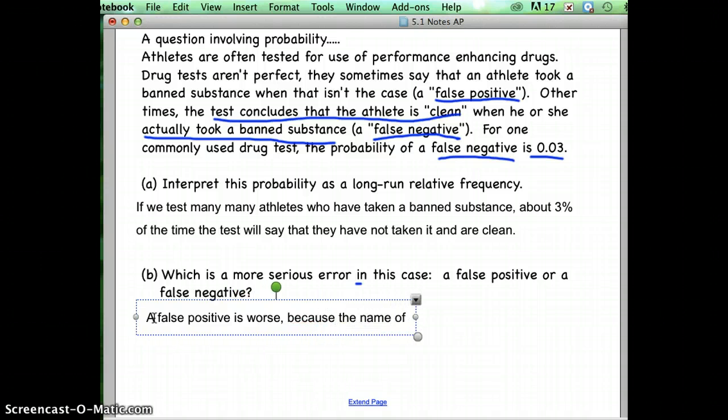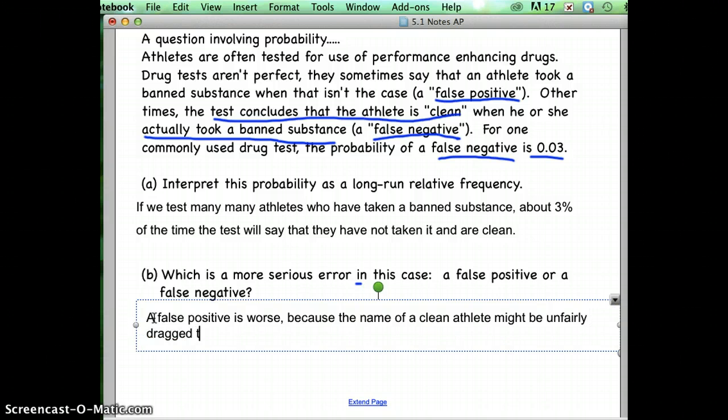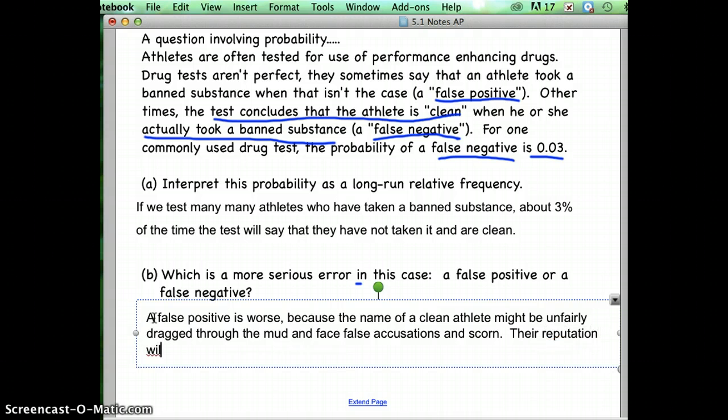Because the name of a clean athlete might be unfairly, whatever you want to say. That's definitely not the only way to say that.